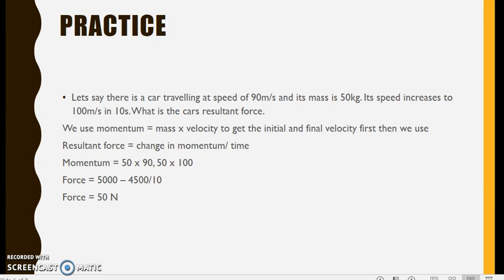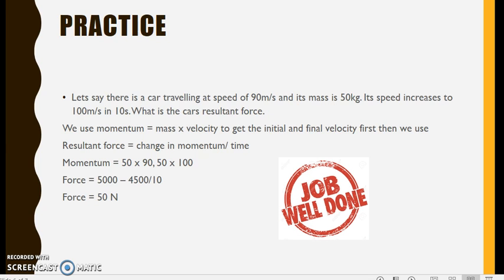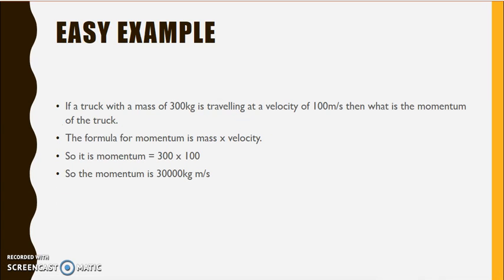So the force is 5,000 minus 4,500 divided by 10. So 5,000 minus 4,500 is 500, and 500 divided by 10 is 50. So the force is 50 newtons. Good job. That was pretty hard, but you did it.